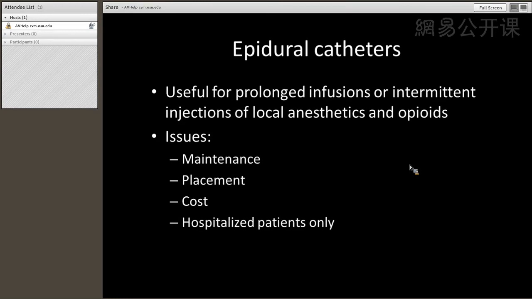One of the other things that's really nice about it is that if you do happen to have infection associated with the epidural catheters, they do tend to be self-limiting. So as soon as you remove the catheter, they tend to go away.